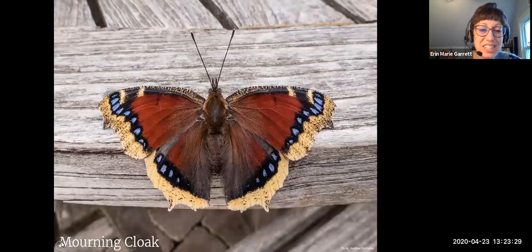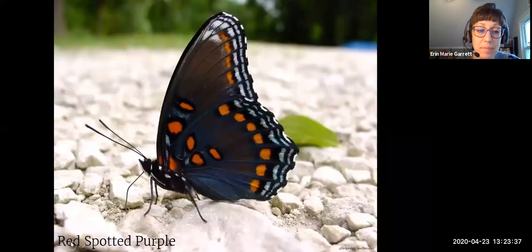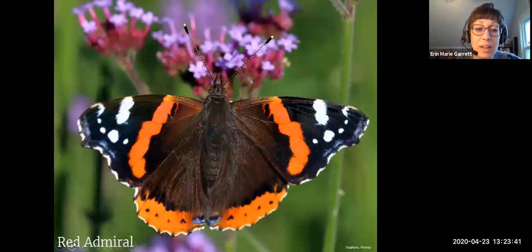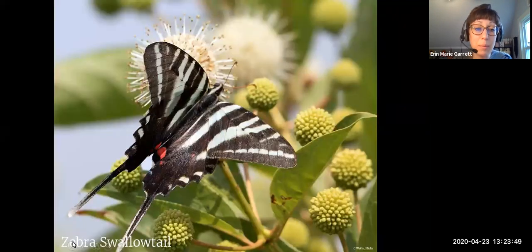A few other species that we have in Illinois are the mourning cloak. I love him because he has that really regal looking gold edging on his wings. We have red spotted purples. We have red admirals. This one you can really see the hairs that he has along his body and along his wings. And then one of my personal favorites is the zebra swallowtail. We have these in southern Illinois, not so much once you get up mid-state and up into northern Illinois.